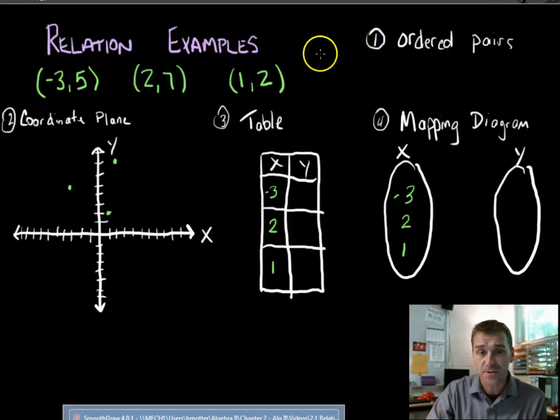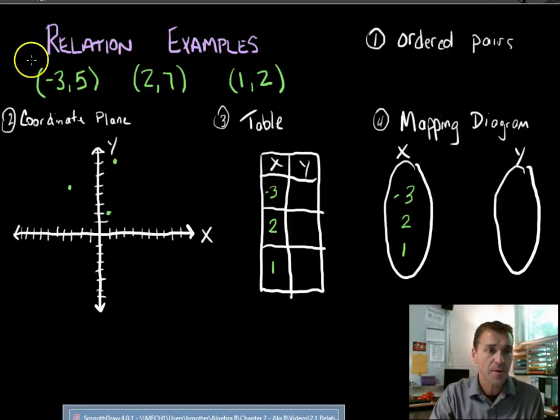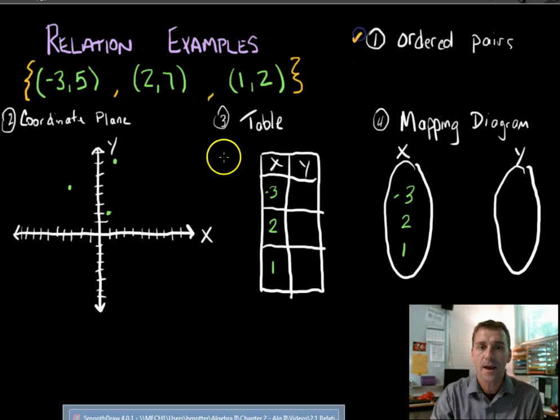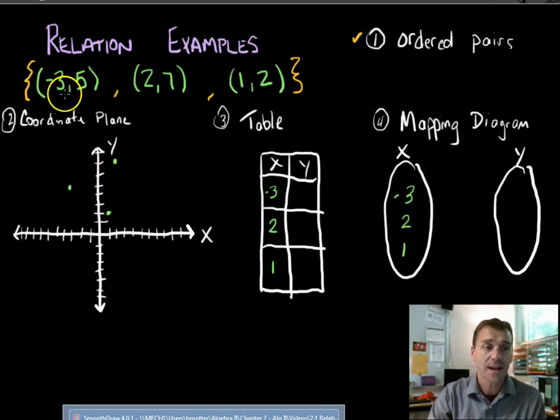What you actually see first is ordered pairs. You see these things here in green, they're just ordered pairs. In fact, it would look like this. It would be a set, comma there, comma there, comma there. So it could be given to you one way, as a set of ordered pairs. Another way a relation would be given to you is, again, x input value, y output value, x input value, y output value, x input, y output.